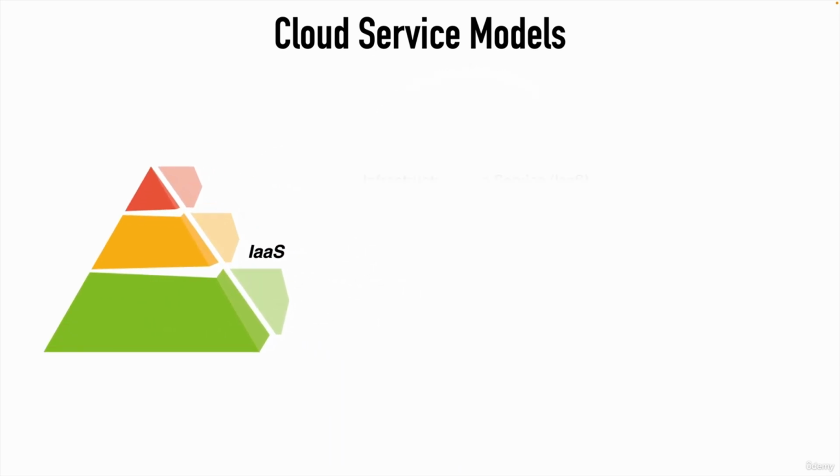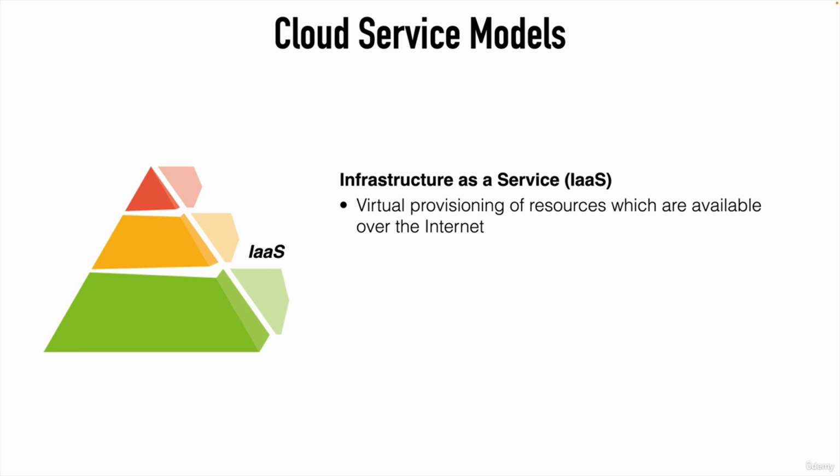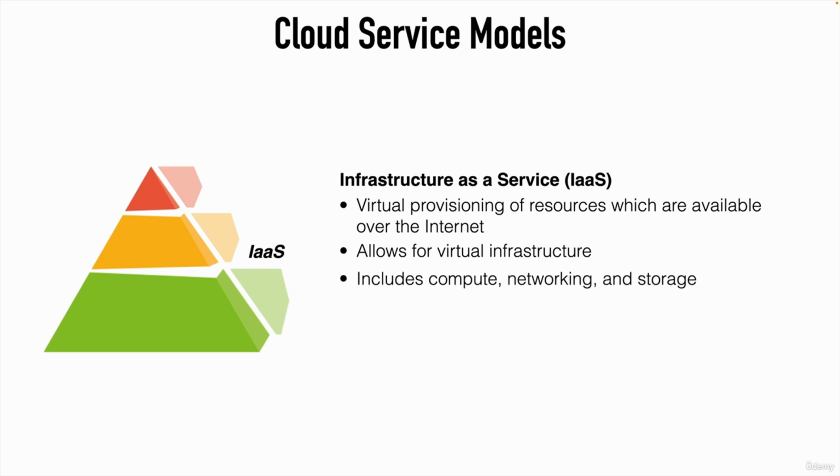Let's begin with infrastructure as a service, or IaaS. Very simply, this is a virtual provisioning of resources that would be available over the internet. This allows you to create virtual infrastructure as opposed to purchasing and implementing physical infrastructure. And that can range from full-blown server implementations to simple data storage solutions. This includes compute, networking, and storage resources. This is a much more economical option as opposed to implementing and managing an on-site data center.